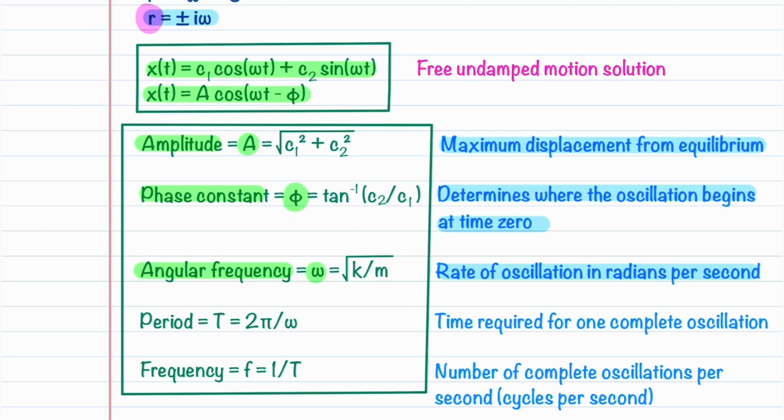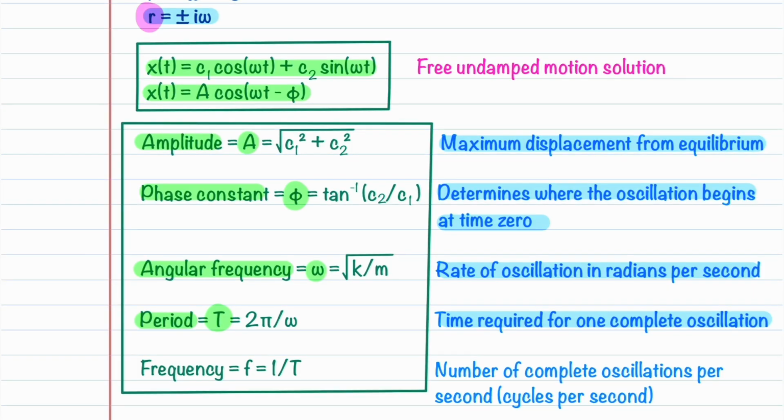Once you know omega, you can then find the period, which is usually set equal to capital T, and that's just the time required for one complete oscillation. And then lastly, we have the frequency, little f, and it's just 1 over T, and it's the number of complete oscillations per second, often notated as cycles per second. This chart is going to come in really helpful in just a minute when we work through our example.